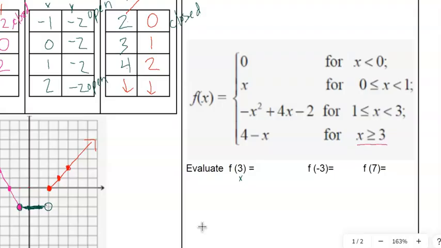Perfect. It's this one, because x is greater than or equal to 3. So we want to use 4 minus x. And x is 3, so 4 minus 3 is 1. Let's try the second one.